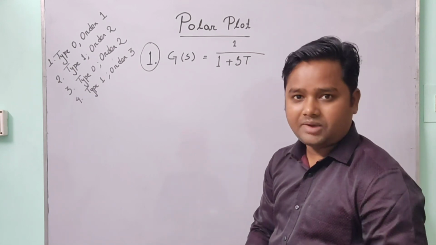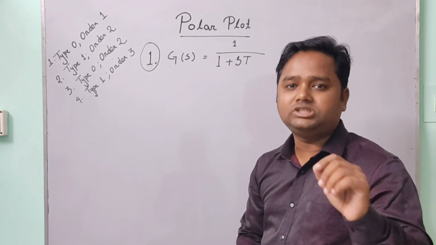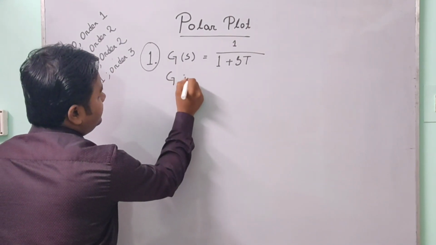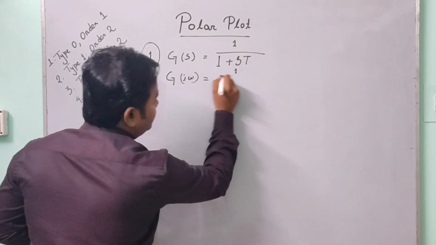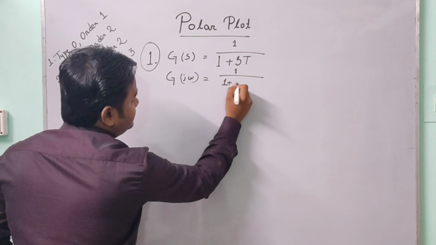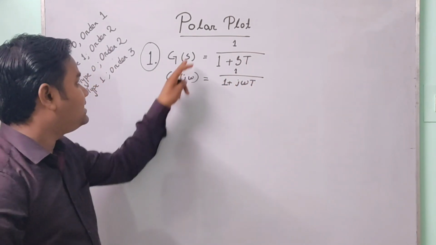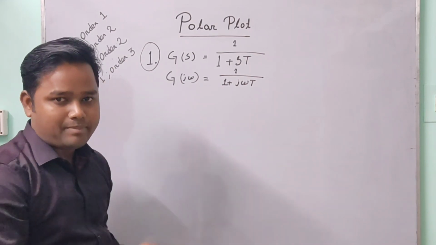To find the polar plot, the first step is to put s = jω. So G(jω) = 1 divided by (1 + jωT). This is by putting s = jω. The next step is to find its magnitude.